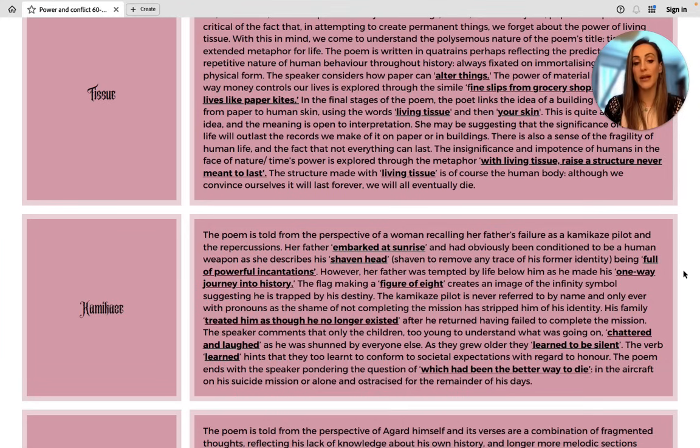The speaker comments that only the children, too young to understand what was going on, chatted and laughed as he was shunned by everyone else. As they grew older, they learned to be silent. The verb learned hints that they too learned to conform to societal expectations with regard to honour. The poem ends with the speaker pondering the question, which had been the better way to die? In the aircraft, on his suicide mission, or alone and ostracised for the remainder of his days.